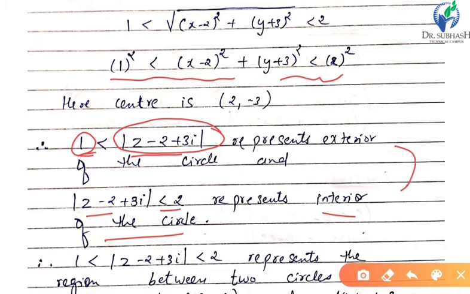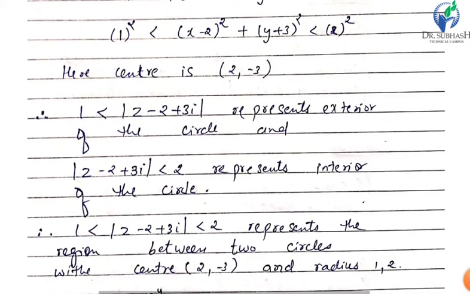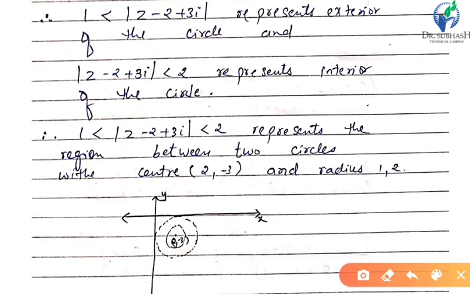So from both of these equations, we can say that it represents the region between the two circles. This equation represents the region between two circles with center (2, -3) and radii 1 and 2. See the rough diagram I have shown below: the center is (2, -3), the inside circle has radius 1 and the outside circle has radius 2. In this way you can represent any region of the complex plane in the Z plane.